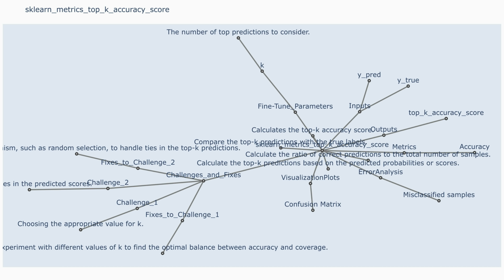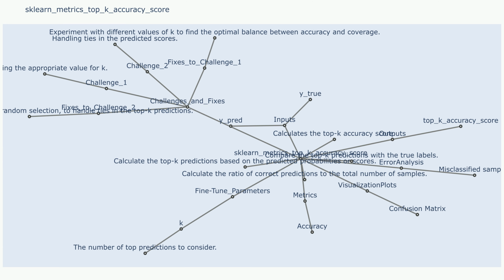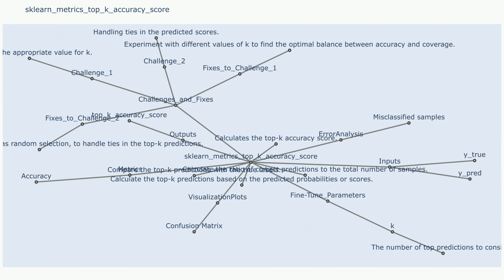sklearn.metrics.top_k_accuracy_score. Description. The top-k accuracy score metric calculates the accuracy of a classifier's predictions based on the top K most likely classes. It measures how often the correct class is among the K most likely classes predicted by the model.